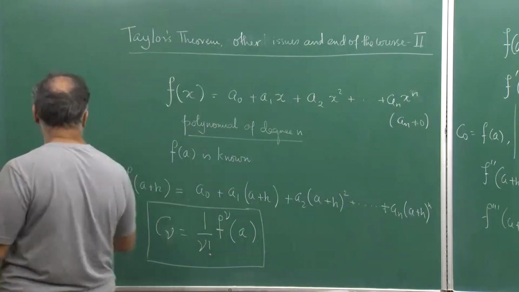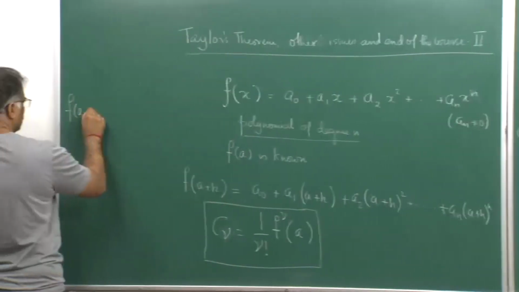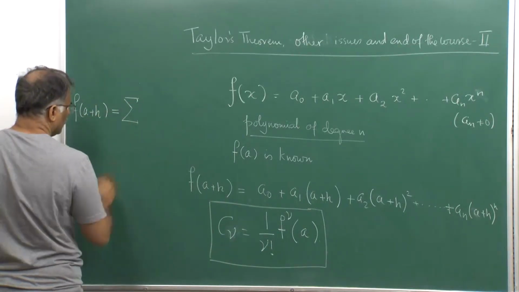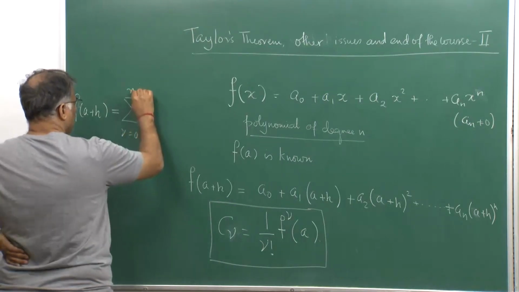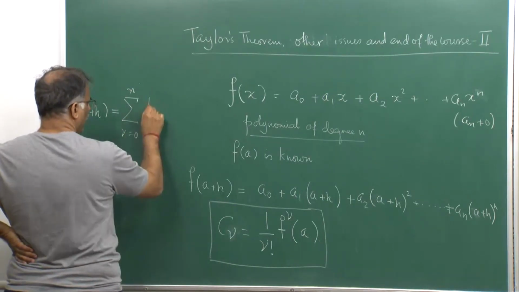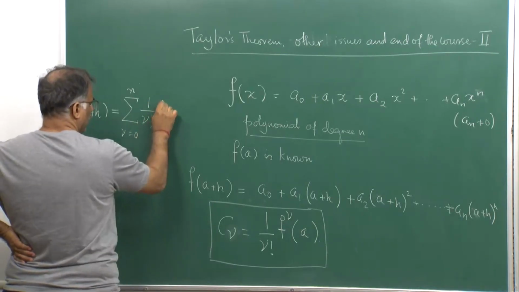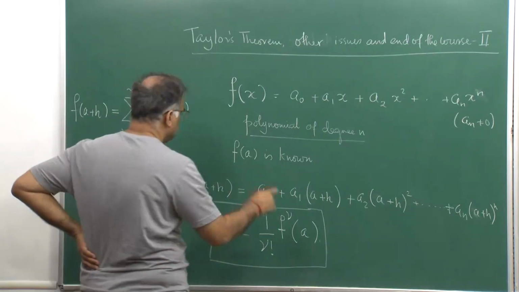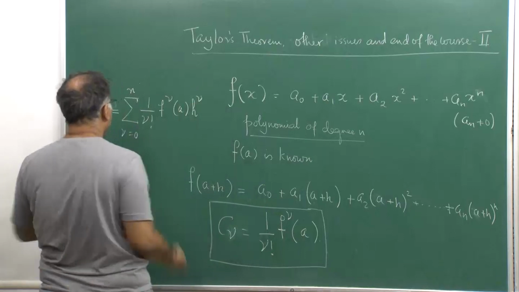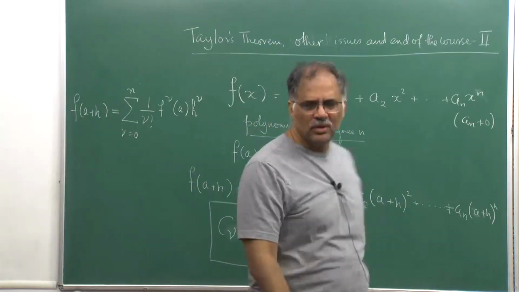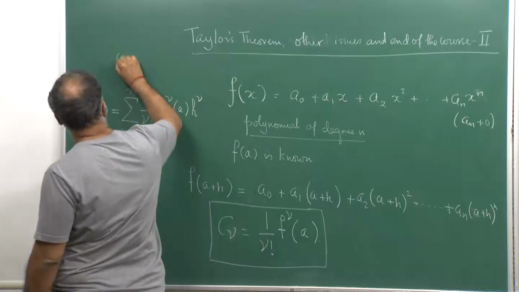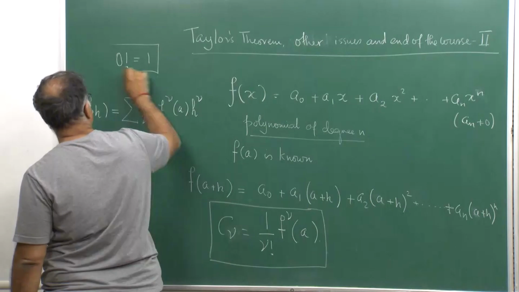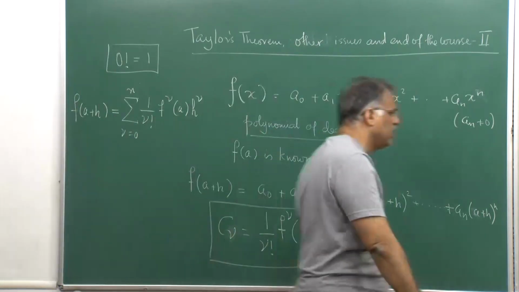So, finally, that f of a plus h can be expressed as summation nu equal to 0 to n, 1 by nu factorial, f nu a into h to the power nu. And you can ask, what about when nu is 0? So, there is this standard convention in mathematics. I told you once that a lot of mathematics depends on convention. 0 factorial is 1. So, this is what Taylor achieved.